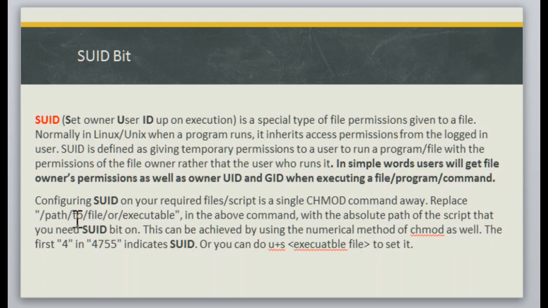So configuring set user ID on your required file script is a single chmod command away. Replace path to file or executable in the above command with the absolute path of the script that you need set user ID bit set on. We can achieve this by using the numerical method of chmod as well. So we see that below here. The first 4 in 4755 indicates the set user ID bit, or we can do u+s on the executable file to set it. Let's look at that on our VirtualBox here.